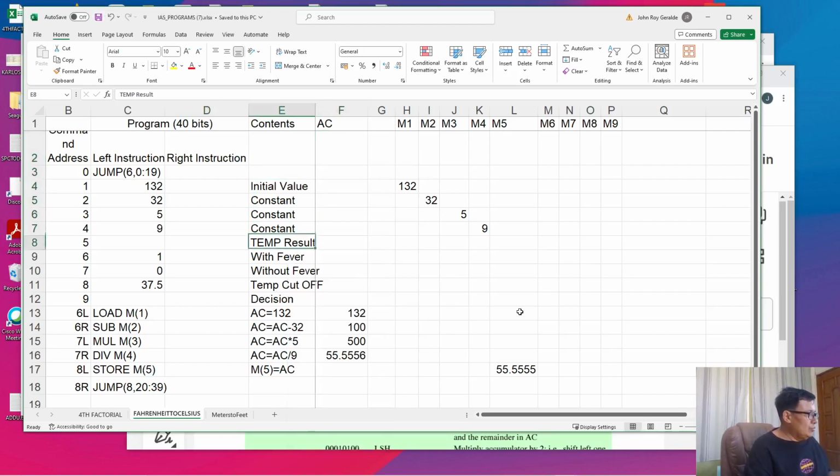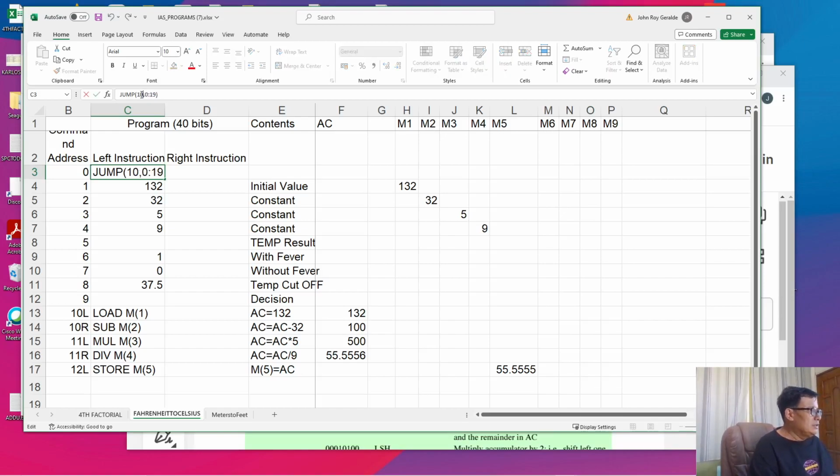So since we are adding instructions, we will change our addresses. This is now 10L, this is 10R, this is 11L, this is 11R, this is 12L. We will remove this. So therefore, our first instruction will be jump to 10L. Remember that 0 to 19 is left. And we say jump 10 because the words 1 to 9 are data or variables, and 10L is the first official location of a valid instruction.